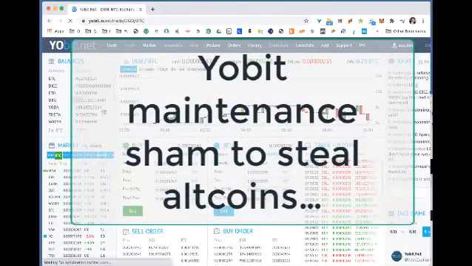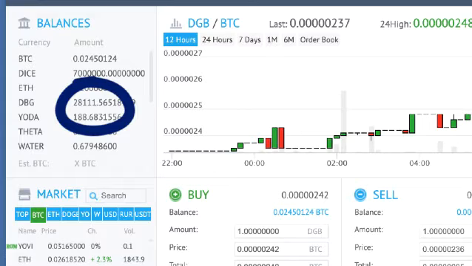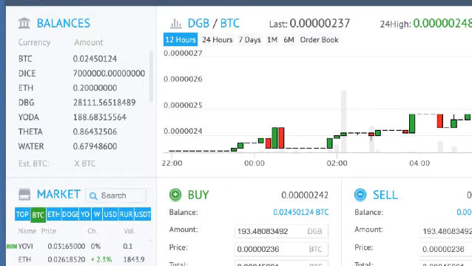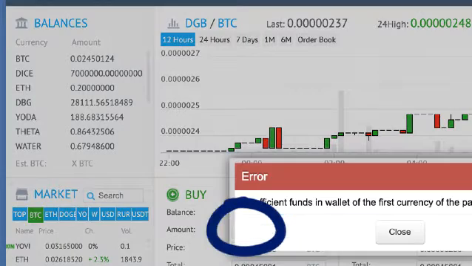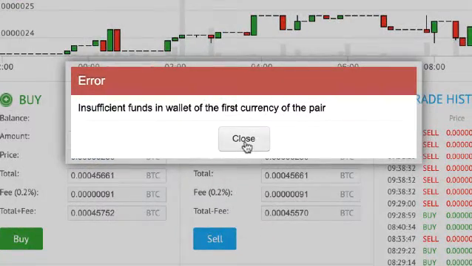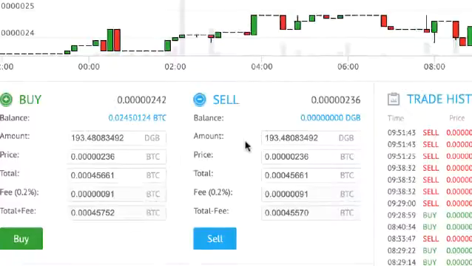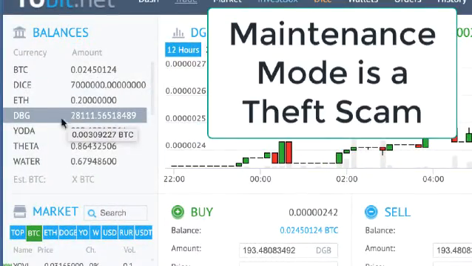Transactions. So obviously here I've got 28,000. In this case, I want to go ahead and basically sell. So I'm going to select this buy order. Somebody wants to buy 193 digibyte. And if I click the sell button, it says there's insufficient funds in the wallet of the first currency of the pair, which is digibyte. I have 28,000. It should sell.